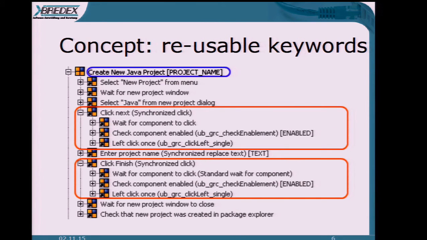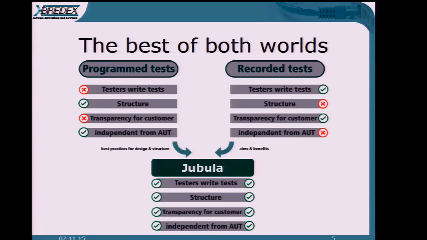And we do that by using a keyword approach. And right here you see a test specification within Jubula. It's for the Create New Java Project dialog. I think that you are all familiar with from Eclipse. And it's basically a structure, a tree structure, where you can reference test cases. And test cases are these little orange modules over here. You can reference them in different contexts.